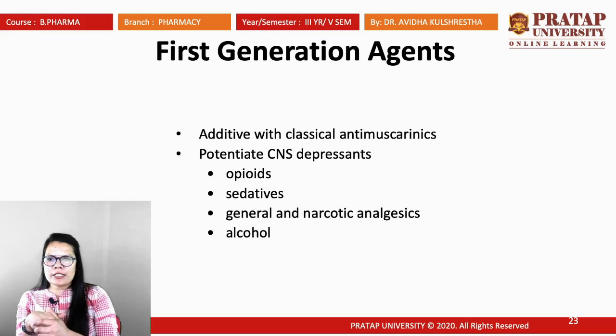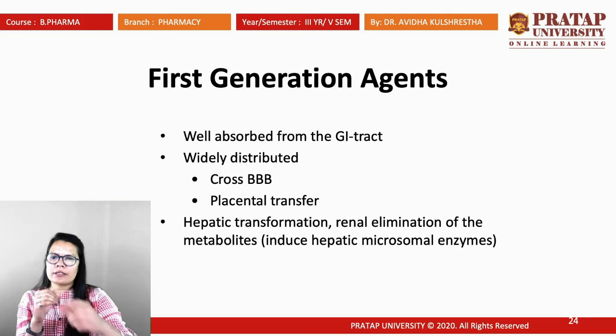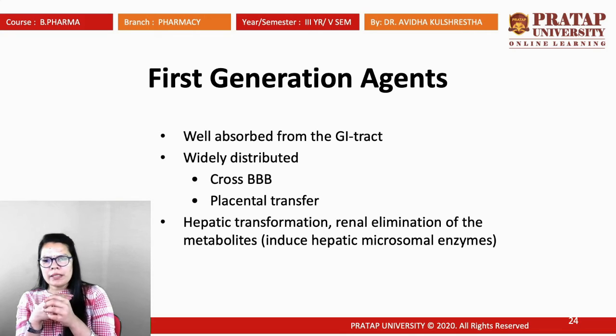First generation agents, additives, and the classical antimuscarinics, you can say, potentiate CNS depressants, opioid sedatives, general narcotic analgesics, or alcohols. These are depressants, they are depressing the central nervous system. They are well absorbed from the GI tract, widely distributed, cross the blood-brain barrier and placental transfer, hepatic transformation, and renal elimination easily of the metabolites.